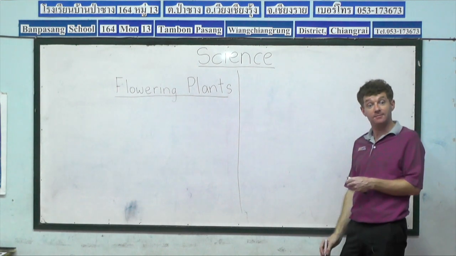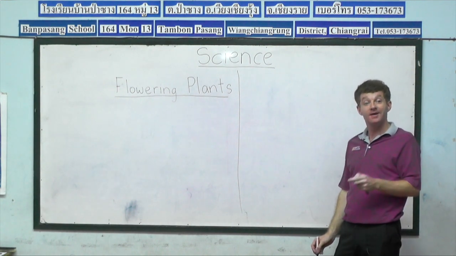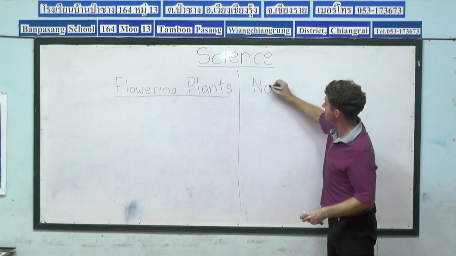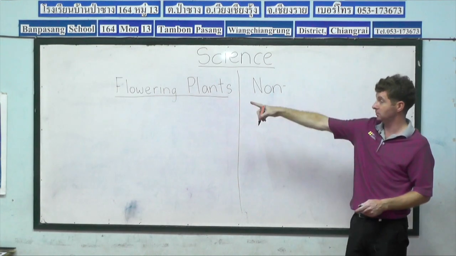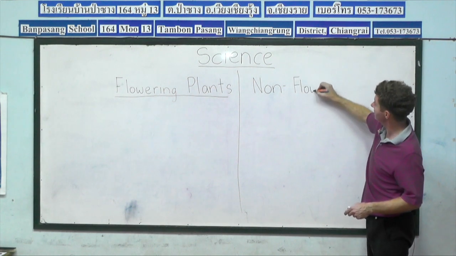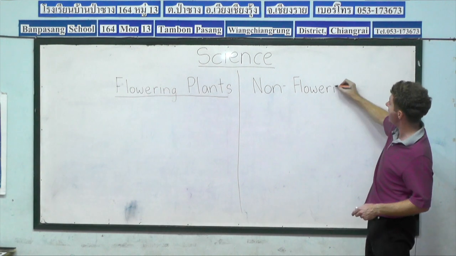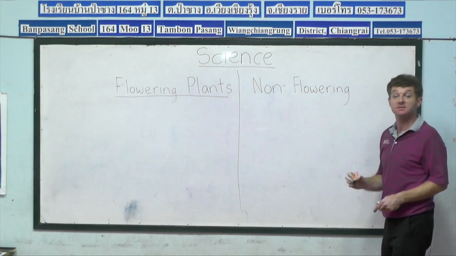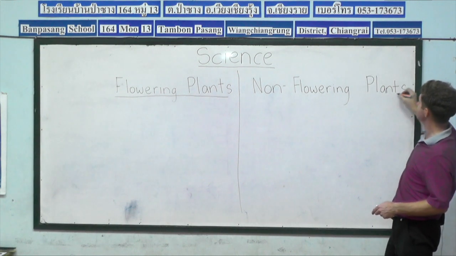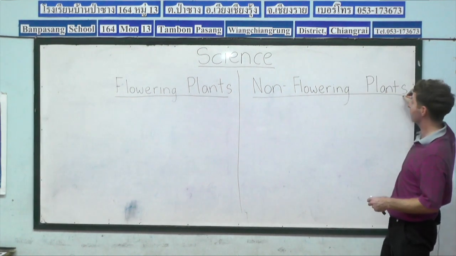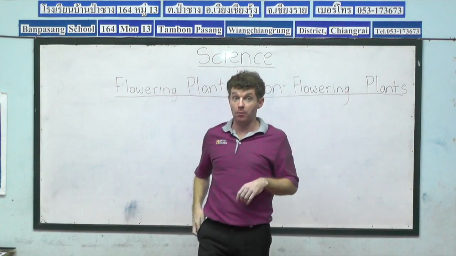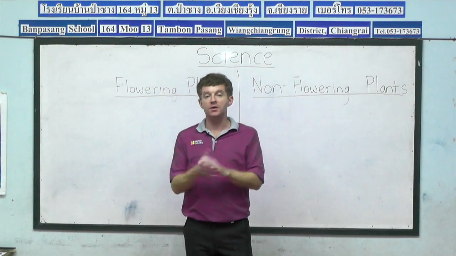And what will go on the next side? What do we call plants that have no flowers? Non-flowering plants. So all we need to do, N-O-N hyphen non-flowering, F-L-O-W-E-R-I-N-G. And then plants. P-L-A-N-T-S. Excellent, guys. So we've got our two categories on the board now. One more time. Flowering plants. Non-flowering plants. So now what we need is our pictures.